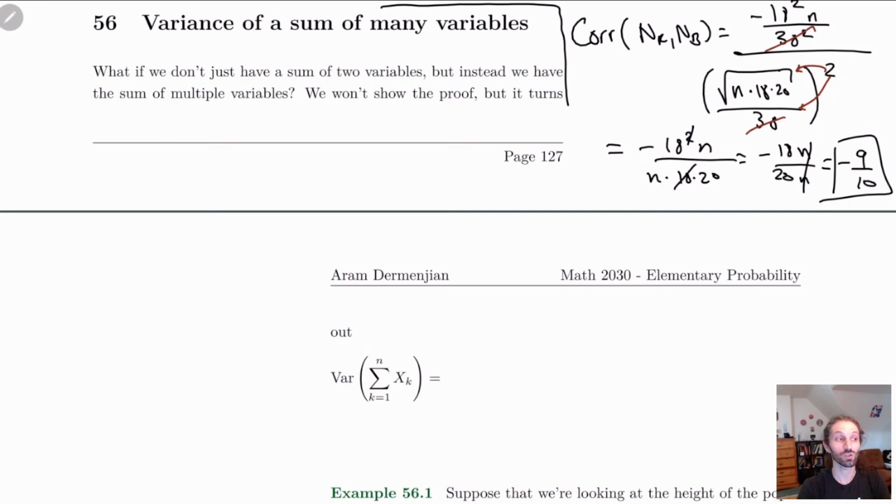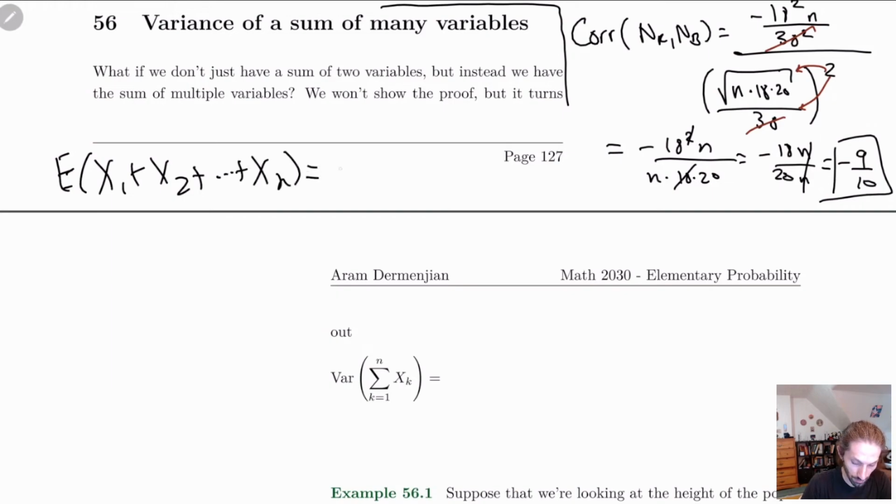Hiya! So in this video, we're going to look at the variance of a sum of many variables. This is something we hadn't done. We talked about this for expected value, but we haven't done this for variance. For expected value, we always had this linearity condition. So if I had E of X1 plus X2 plus dot dot dot plus Xn, remember how I can break this up into E of X1 plus E of X2 plus dot dot dot plus E of Xn.